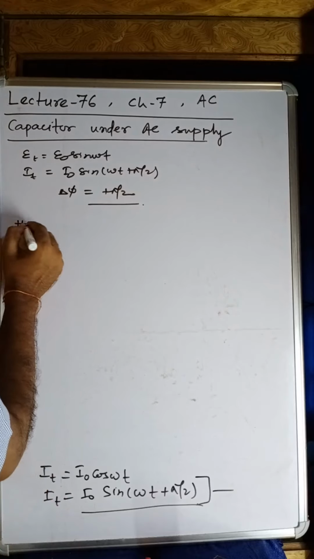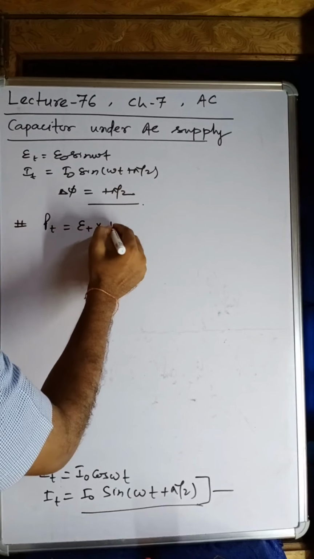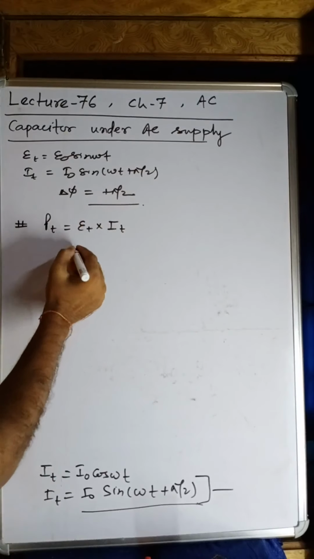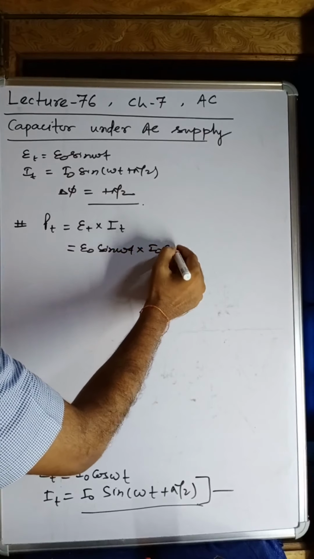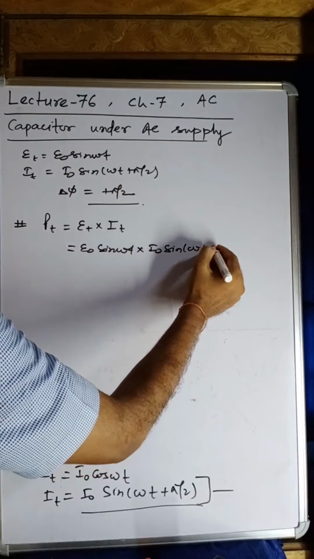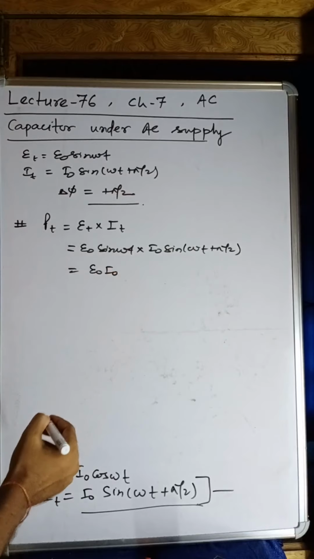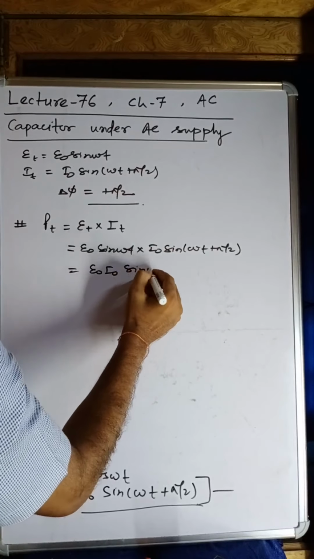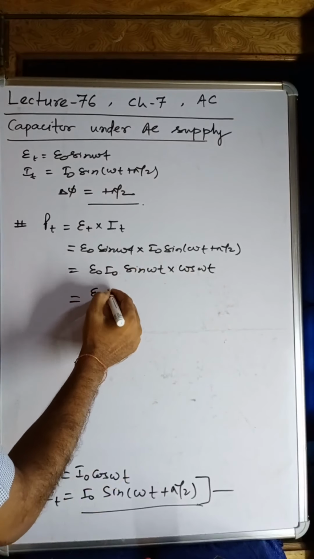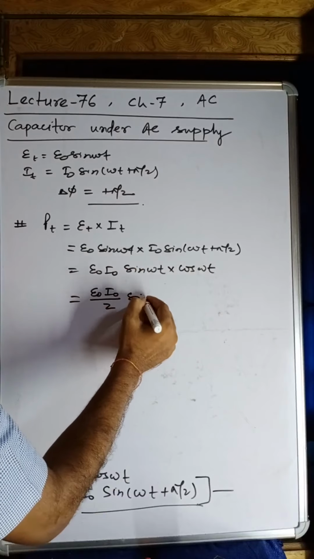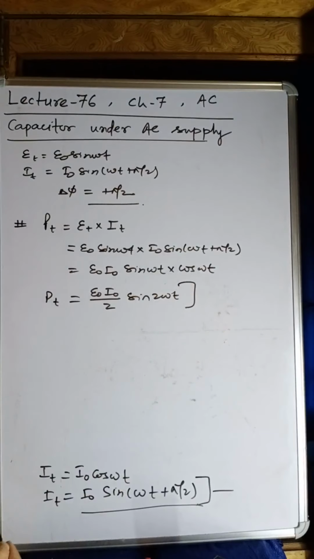So the instantaneous power is P(t) into I(t), and it is E naught sine omega t into I naught sine omega t plus pi by 2, or E naught I naught sine omega t into cos omega t, am I right? Multiplying and dividing by 2, you will have sine 2 omega t. This is the instantaneous power.